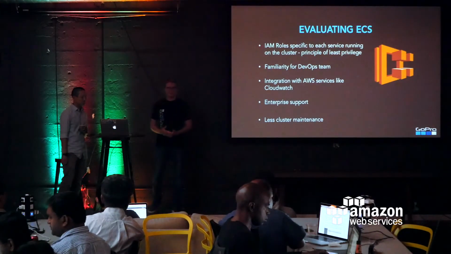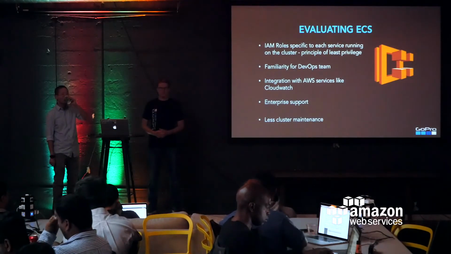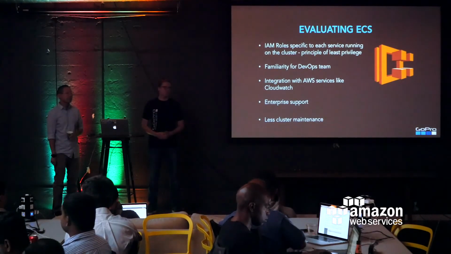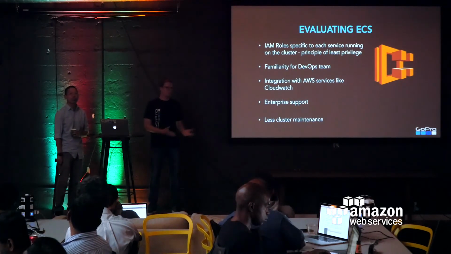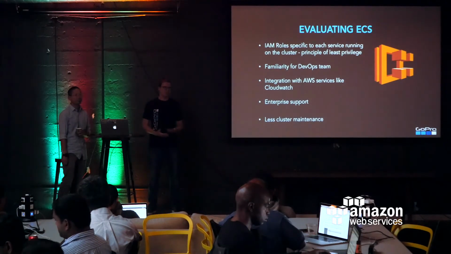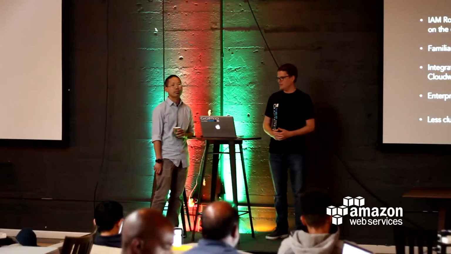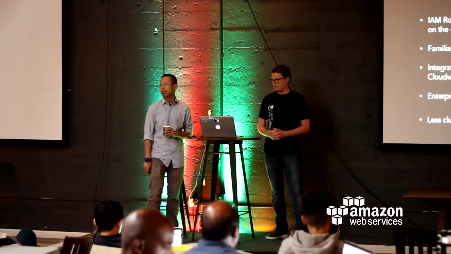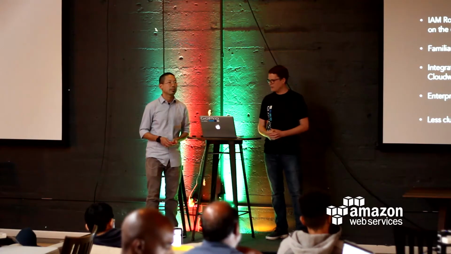Another big one for us was enterprise support. So we have enterprise support with AWS. We love those guys. They're awesome. We work with them on a weekly basis. And moving our entire production stack to a new container orchestration platform felt really important, especially to the business, to have enterprise support available. And it's definitely come in handy. We've talked to the product team at ECS on numerous occasions. They've made themselves very available to us. So that's been a really good thing.